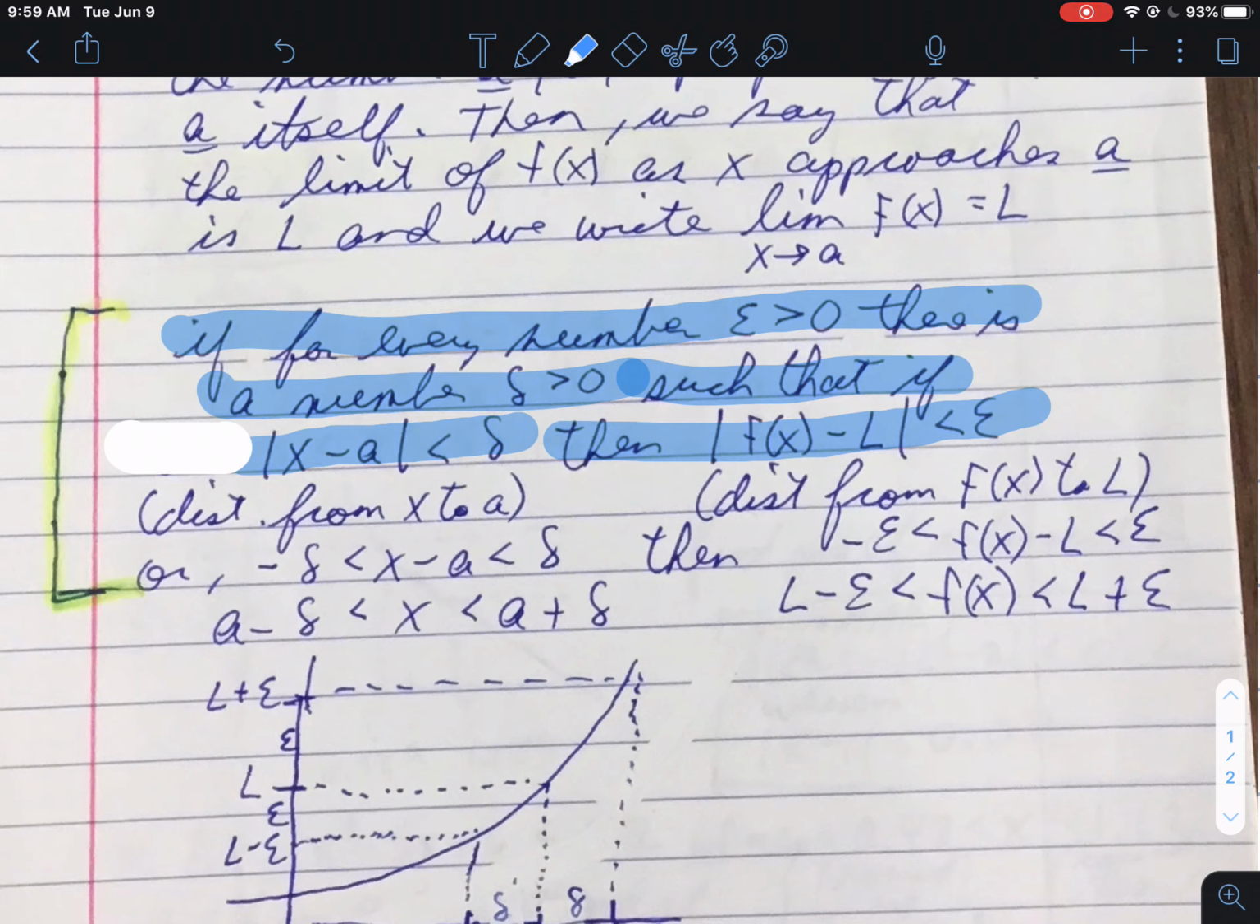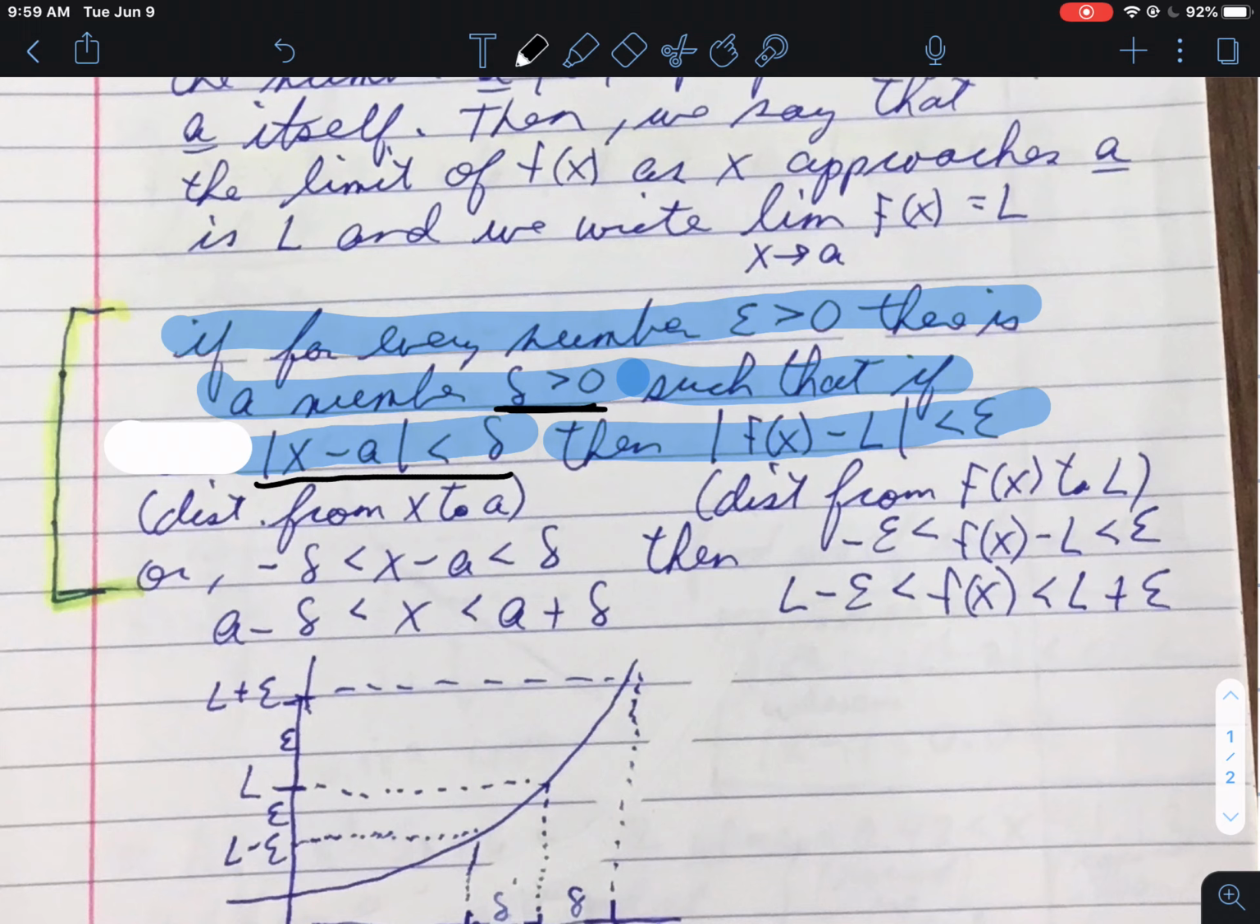Notice the use of absolute value here. Remember, absolute value is used to calculate distance. Generically, the absolute value of a number is its distance from 0. So here we're using absolute value to give us the distance between x and A on the left, and f of x and L on the right. So when we say that the distance between x and A is less than delta, it doesn't matter which side of A you're on. If I measure the distance from x to A on the left or on the right, we want it to be less than some number. That number is always going to be a positive value, delta greater than 0.